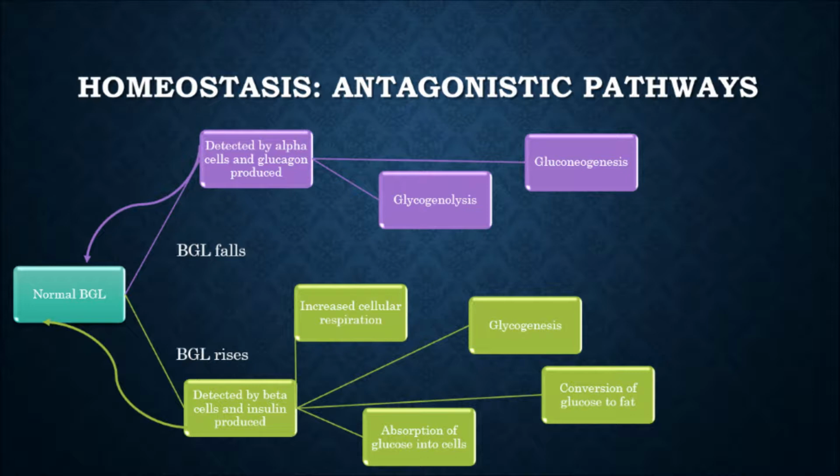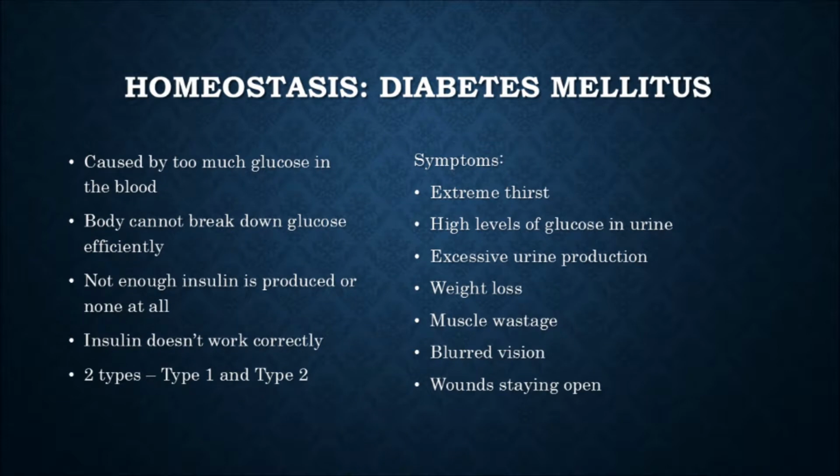When the blood glucose level rises, beta cells detect the rise and produce insulin, causing increased cellular respiration and absorption of glucose into the cells, as well as increased conversion of glucose into different substances. When a fall in the blood glucose level is detected, the alpha cells produce glucagon, and this causes glycogenolysis and gluconeogenesis.